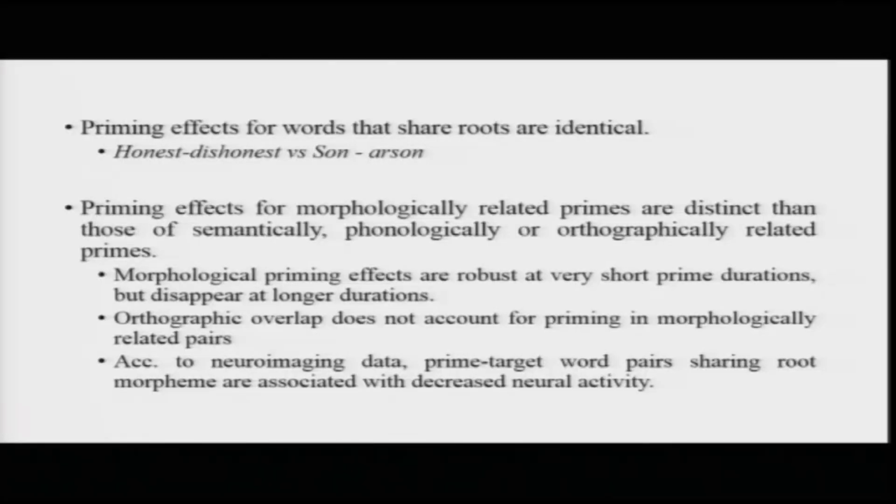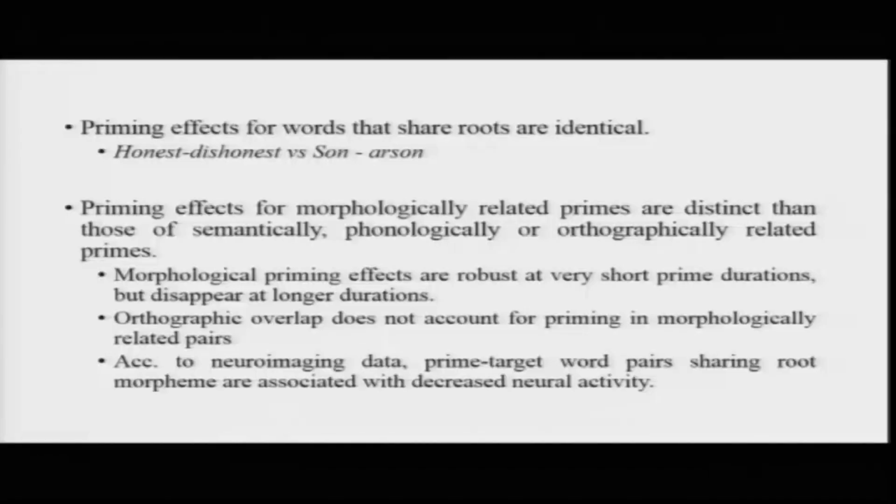Okay, so these priming effects that we are seeing in the morphologically related primes are slightly different to the semantic or the phonological or the orthographic priming that you will see in this entire course at different points in time. Phonological priming is by virtue of sound, semantic priming is by virtue of meaning, orthographic priming is by virtue of form. It might overlap a little bit with the morphological priming, but morphological priming is basically because of morphological components being shared. So that is something that you should remember. Morphological priming effects, however, are found to be very robust and work at short prime durations. Orthographic overlap does not account for priming in the morphologically related part, so that is also there.